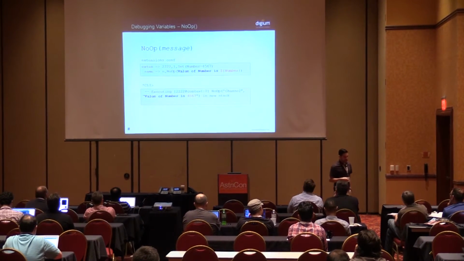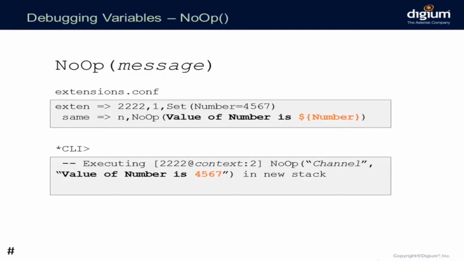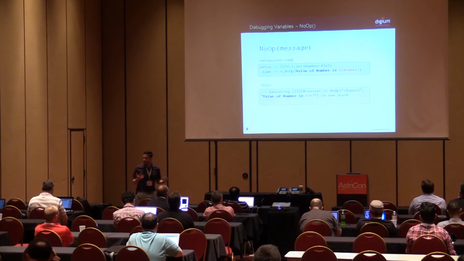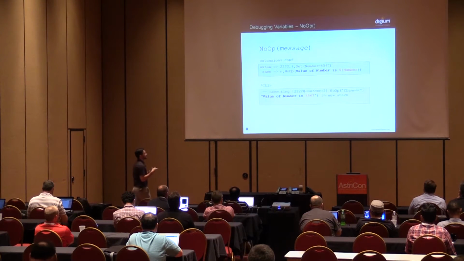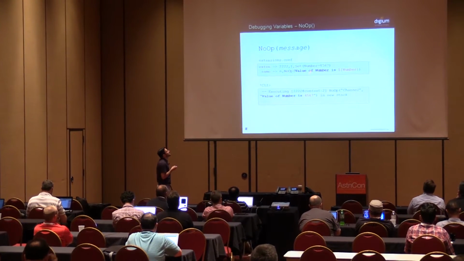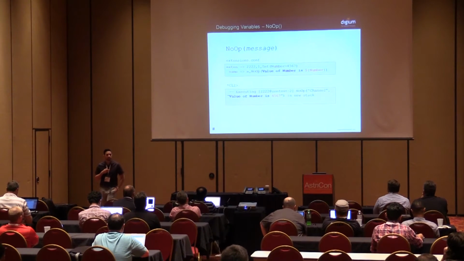We have another use of variables, with the application NoOp, and these are debugging variables. Usually, when you are programming something, you want to have some information on what's going on. You have your IVR, and you are setting variables, and you need to know what value they get, for example. Or you need to know what step you are in. You can use NoOp, and this just shows that message on the Asterisk CLI.